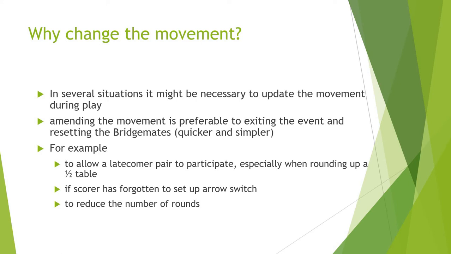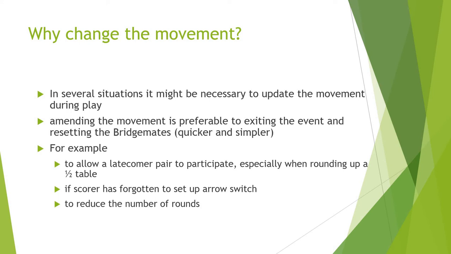The obvious example of where you really would want to do this is in a situation where you've got a movement with half a table and suddenly, just after the start of play or just after you've initiated the BridgeMate scoring process, a latecomer pair arrives, and the director asks you if you can possibly incorporate that pair into the movement, because obviously it's for everyone's benefit. Then we eliminate a sit out and everyone's happy. There's a very simple way to modify the movement to incorporate that half pair, and I'm going to show you how to do that and give you the confidence to deal with that situation, which is something that does come up quite often when you're scoring bridge events.